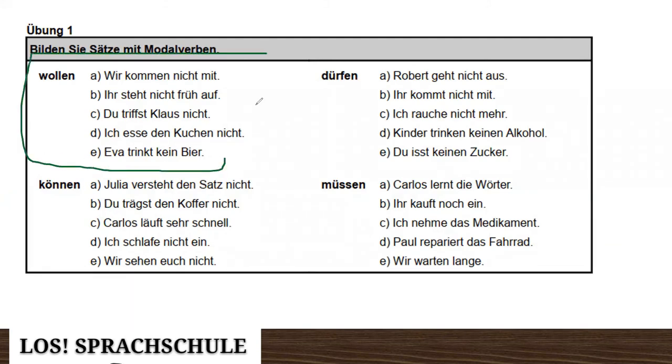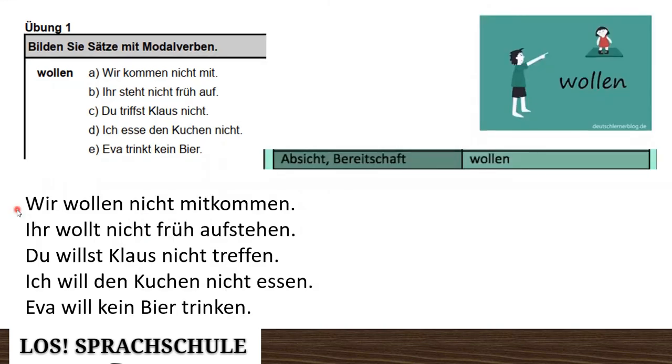Let's try wollen first. You can try to build the sentence, and you will also see how it's used. The more you do, the more, of course, you understand. So let's try wollen. Wir wollen nicht mitkommen. We don't want to come, or come with you, depends on how you translate. Ihr wollt nicht früh aufstehen. You don't want to wake up or stand up early. Du willst Klaus nicht treffen. You don't want to meet Klaus.